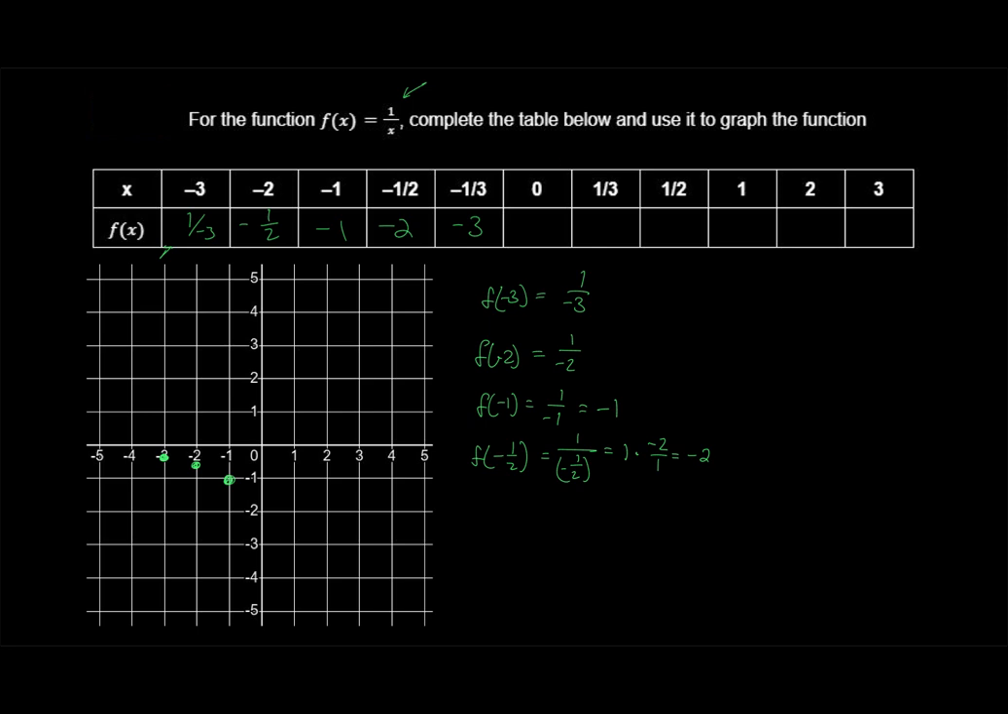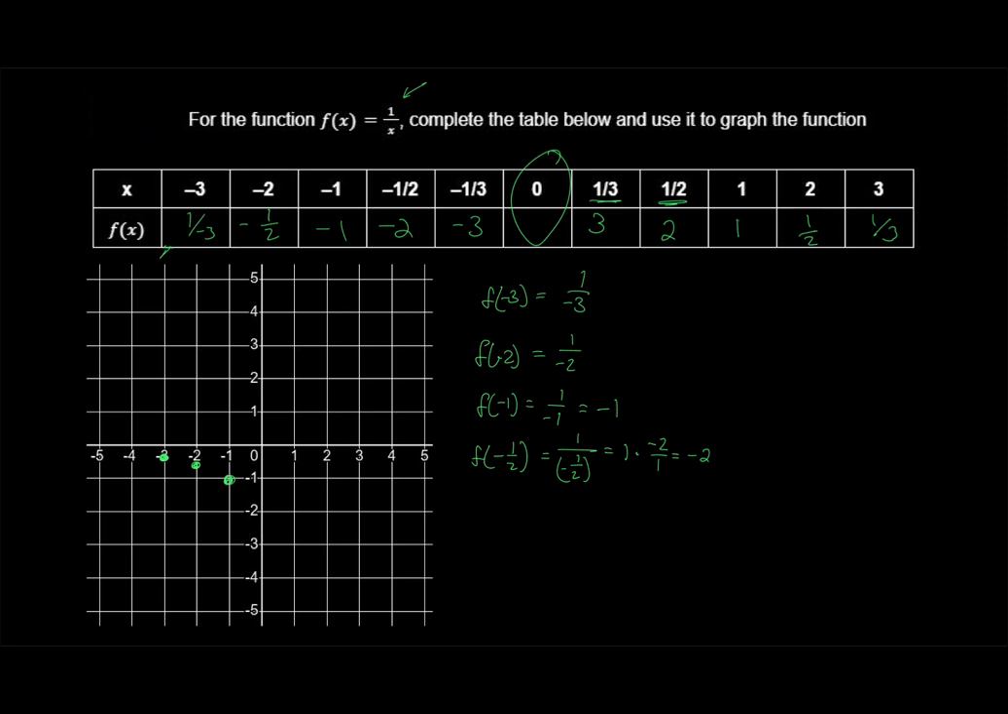So I'm going to skip 0 for just a second here. If I try to plug in 1/3, it's going to be the reciprocal, which is 3. Plug in 1/2, it will be the reciprocal of 2. Plug in 1, we have 1. Plug in 2, we're going to have 1/2. And plug in 3, we have 1/3. So just quickly filling in the rest of them.